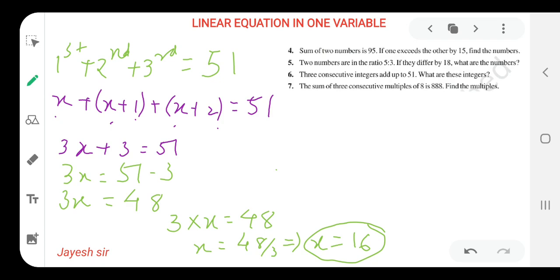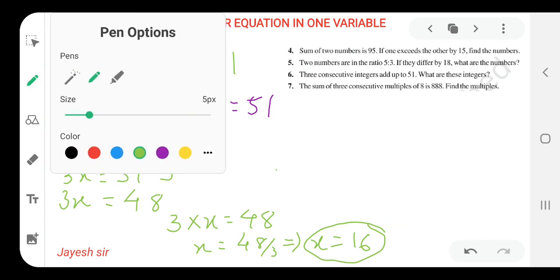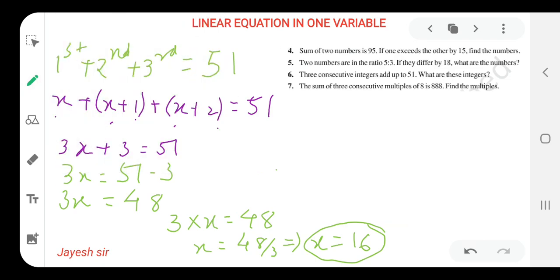Now what we can do? We have taken three numbers. Our first number was x, second number was x plus 1, and third number was x plus 2. Now we will write the value of all the three numbers over here. First number was x, so value of x we all know, that is 16.